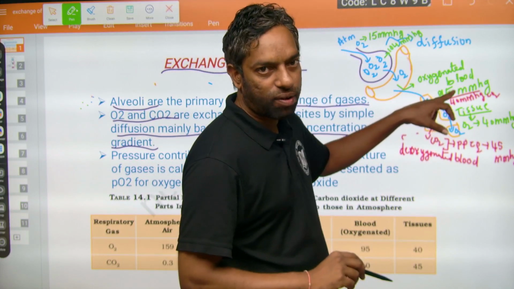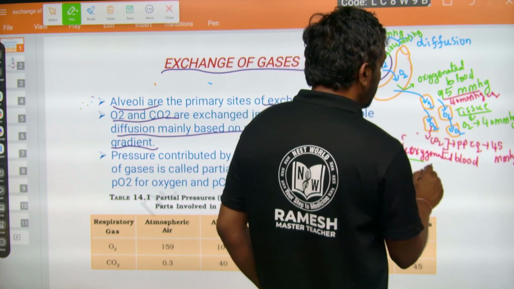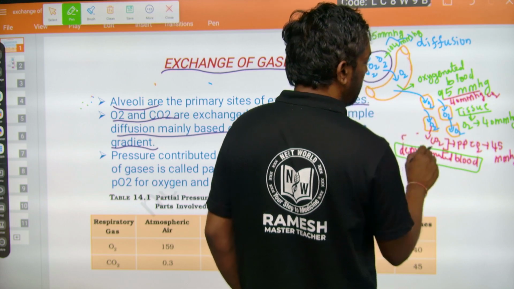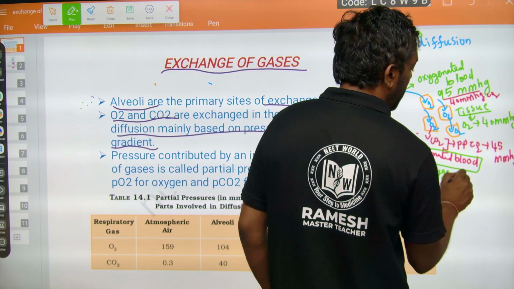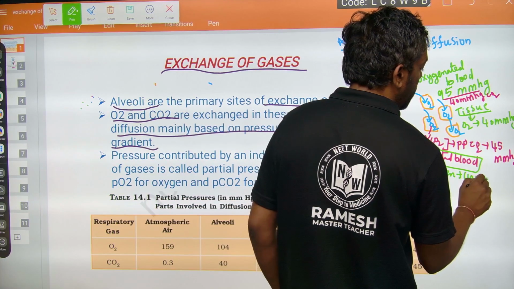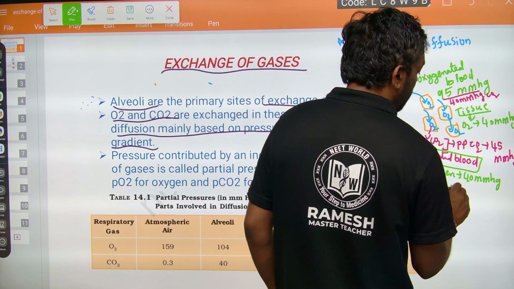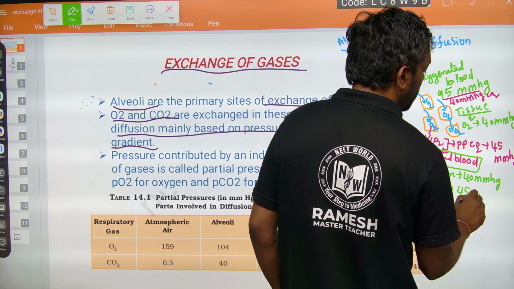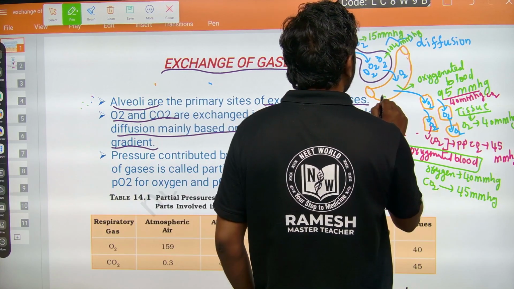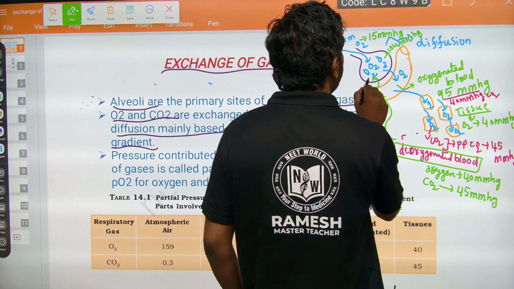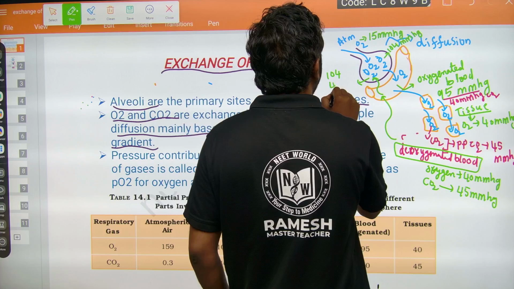Oxygenated blood has 95 mmHg. In deoxygenated blood, oxygen is 40 mmHg and CO2 is 45 mmHg. Finally, the deoxygenated blood reaches the lungs, where oxygen is 104 and CO2 is 40.